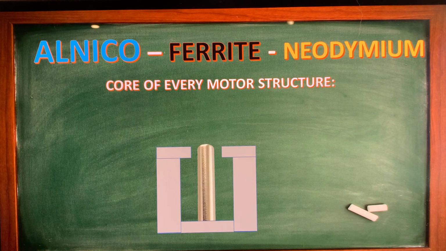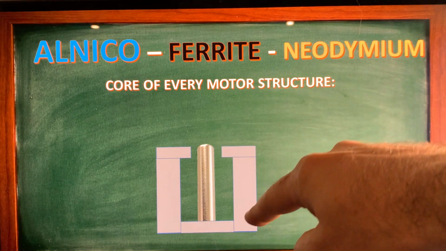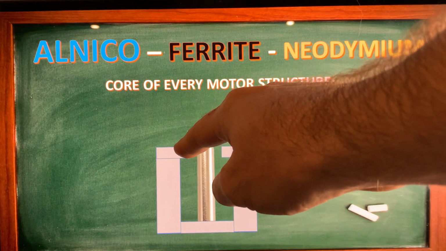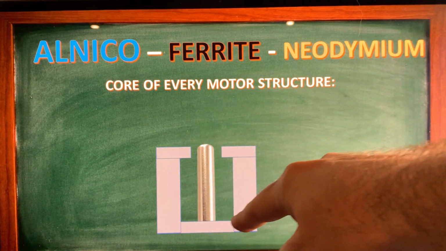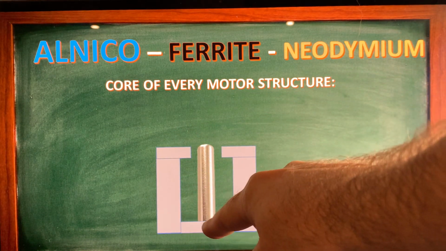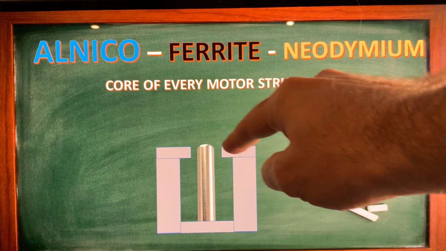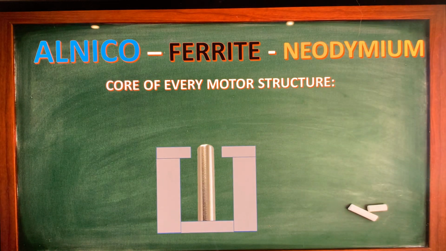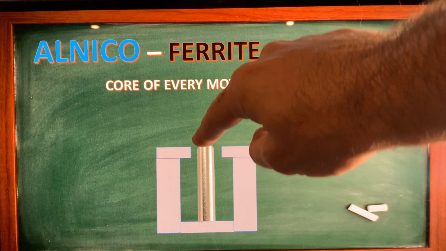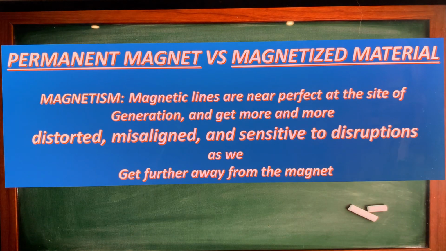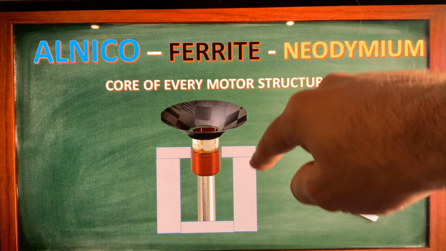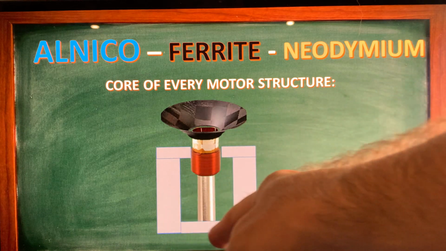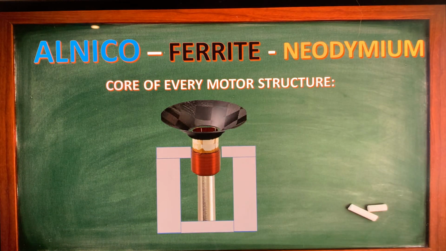Now, to prevent that from happening, you can add a magnetizable material around the magnet, and thus you can close the magnetic circuit. So basically the magnetic lines spread out here and go back, and they go through this magnetic structure.